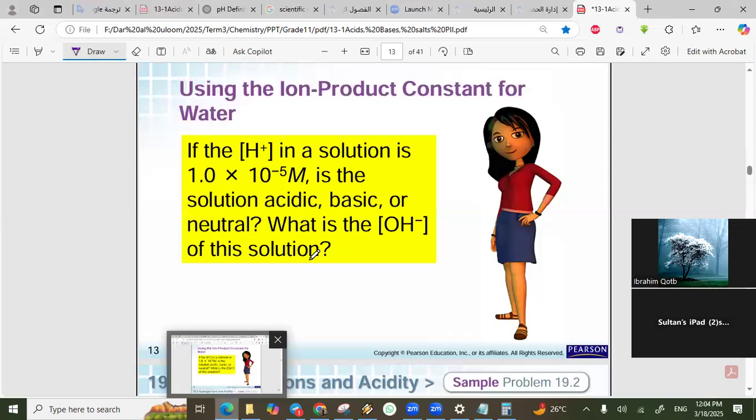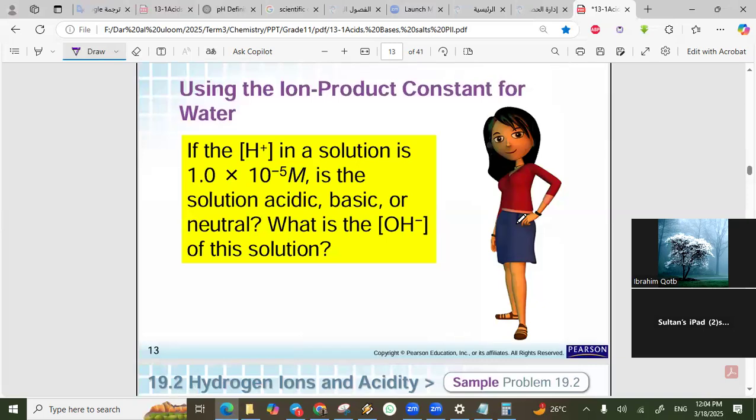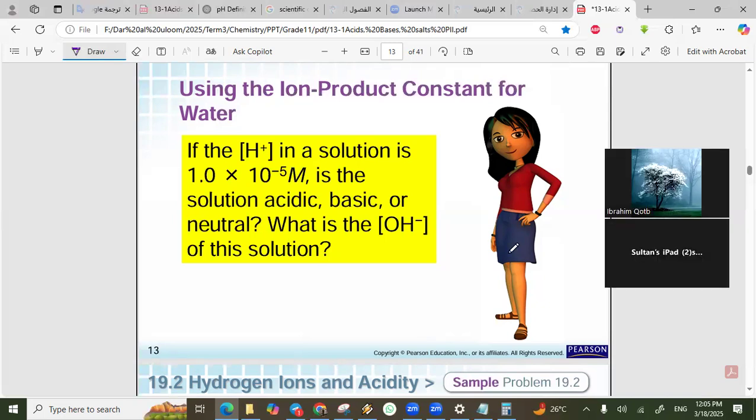If the H plus in a solution is 1.0 times 10 to the power negative 5, is the solution acidic, basic, or neutral? What is the OH negative of this solution? Let's answer the first part of the question.